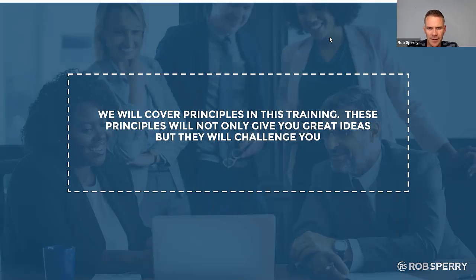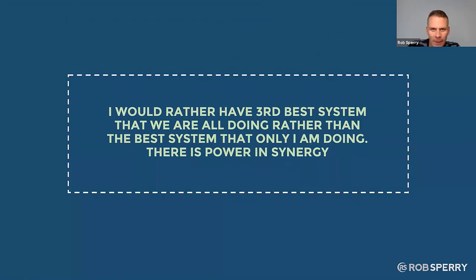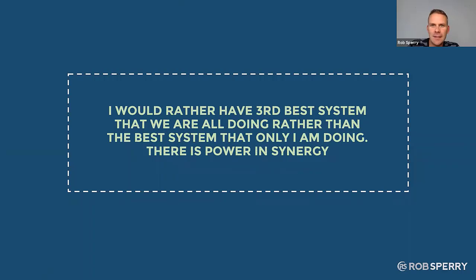So as we go through this, the first thing that we got to get out of the way is, if your team has a working duplication model, stick with it. Earn your first million, or at least 6 figures, the way that your mentor did. Why? Because it's always better to have the third best system. Let's say you think it's just the third best system, you could create a better one. But everybody's doing it, there's natural synergy. There's naturally more leverage as more people are doing it. So it's not all on you, reinventing the wheel. So just understand that. I want to get that out of the way.